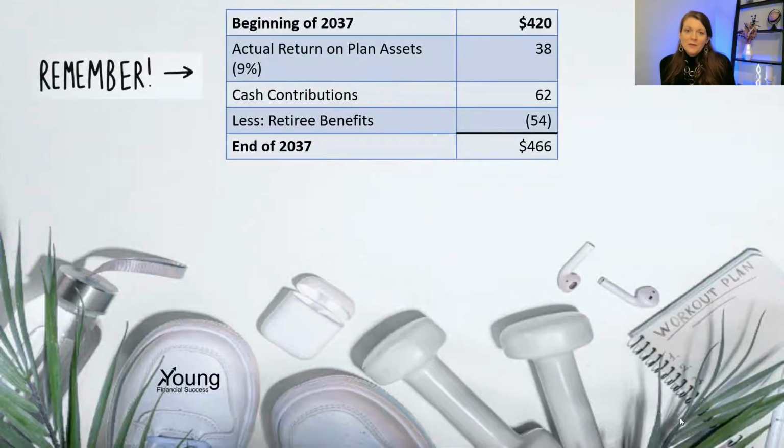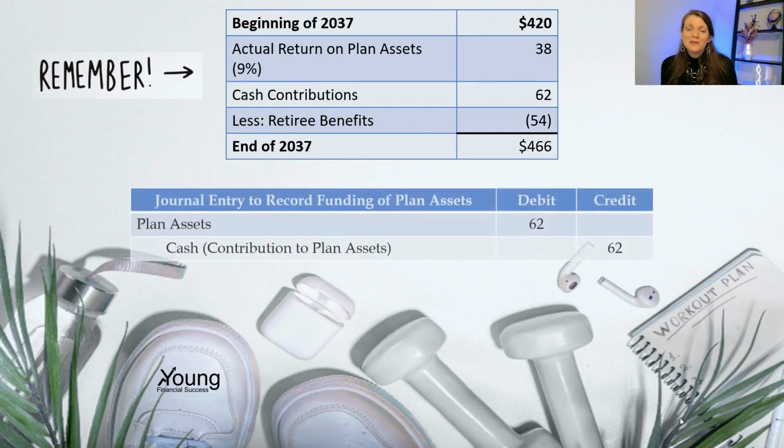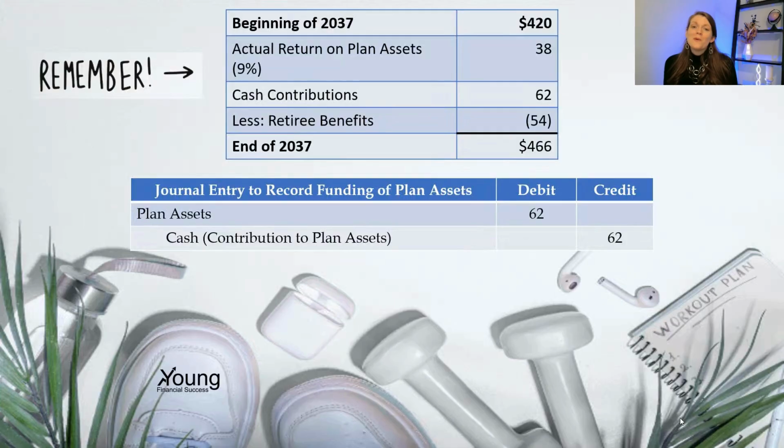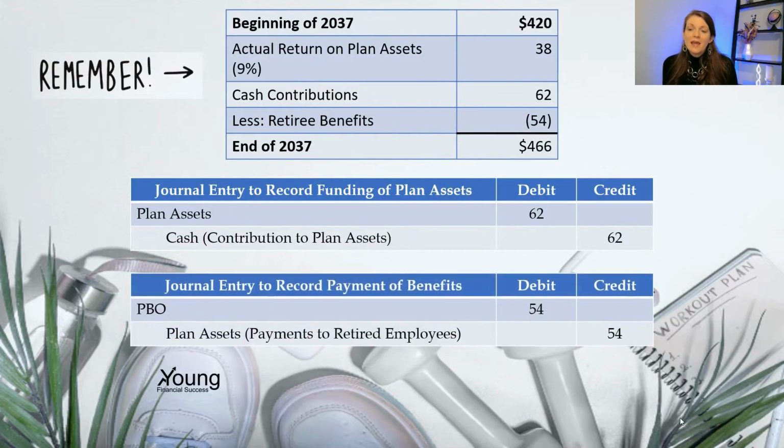All right. We're getting so close to the end. Y'all are doing fantastic. So remember these numbers from our plan assets. We started out with 420. We had actual return of 38, but we only expected 34. We contributed 62. Then we paid out 54. So for the 62 million, we are going to show the plan assets increase and our cash decrease because we took cash out of our bank account and we put it into this trust account set aside for future benefits that we had to pay out to our employees.